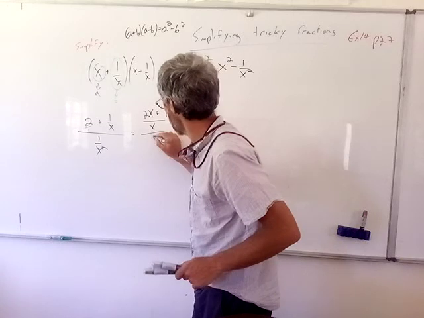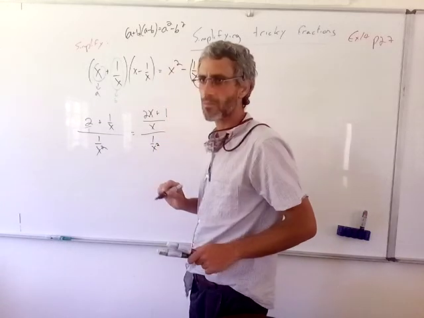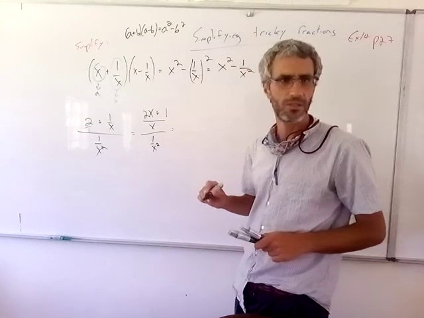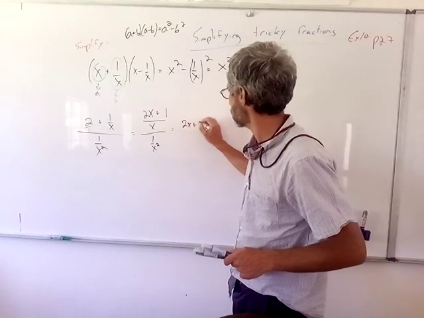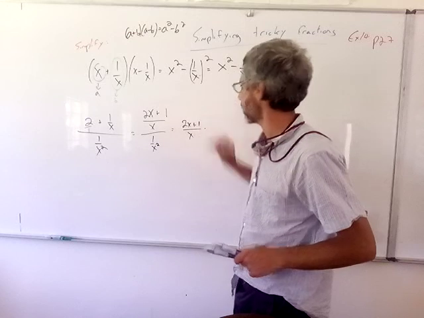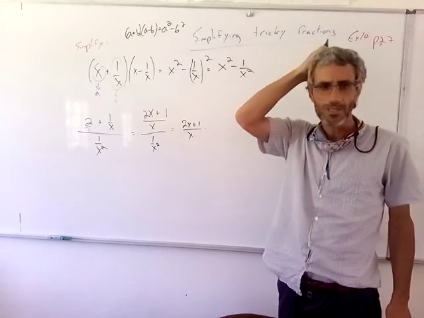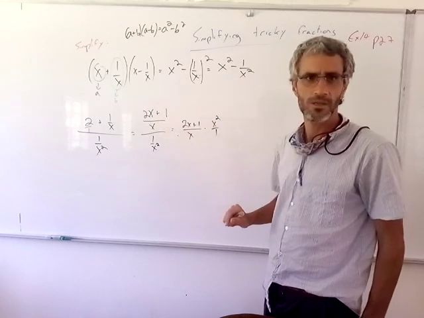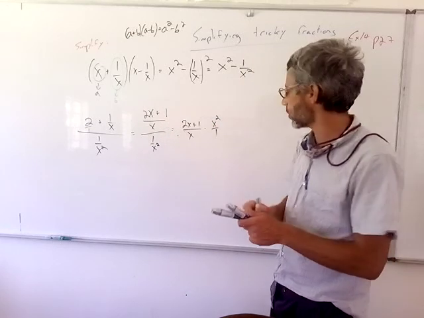Now we divide by 1 over x squared. And now I'm doing the multiplication, the flipping, sorry. It's going to be 2x plus 1 divided by x times what? X over 1 and x squared over 1. Fantastic. X squared over 1. We flip it. Can you see that? I'll answer any question in a second.